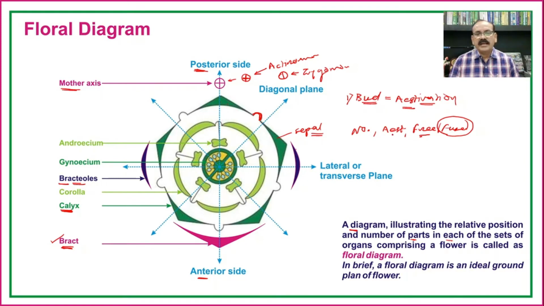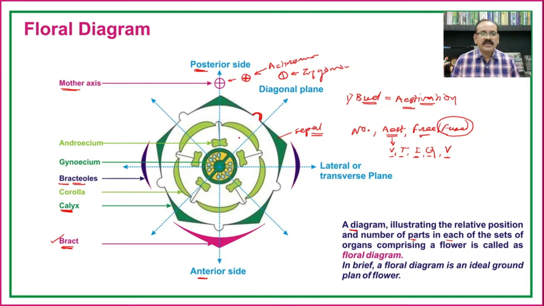Again, there are different types of estivations, that is valvate, twisted, imbricate, quincuncial and vexillary. And as per the type of estivation present in the sepal or the petal, we have to draw that type of estivation in the floral diagram. We will see these different types of estivation in the subsequent floral diagrams of the families.